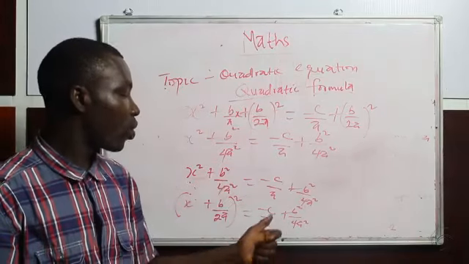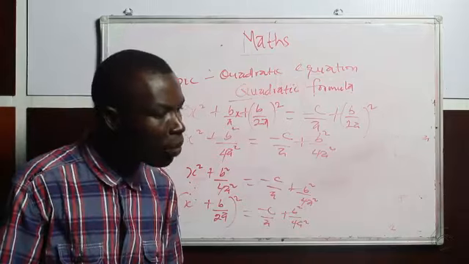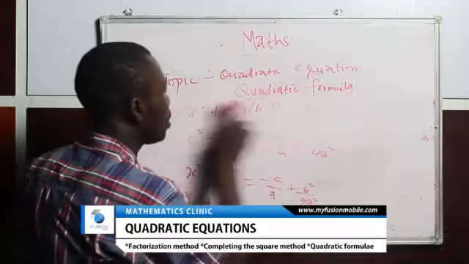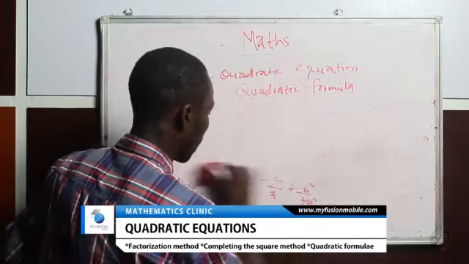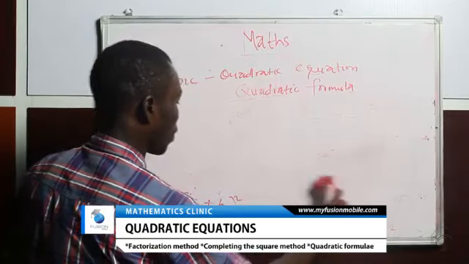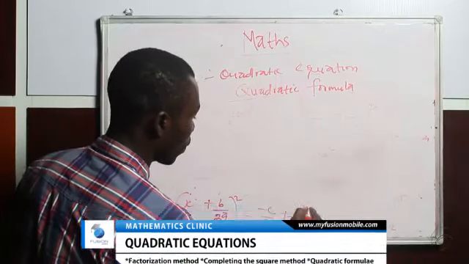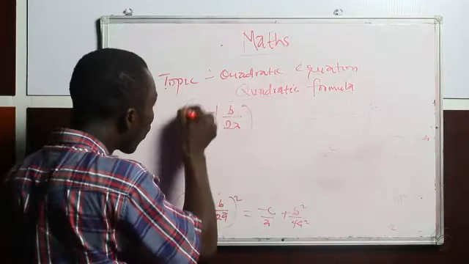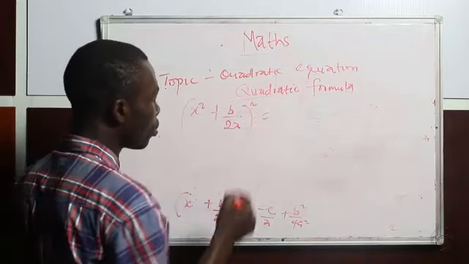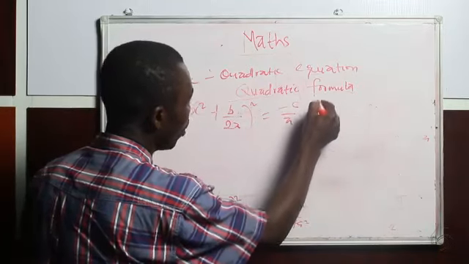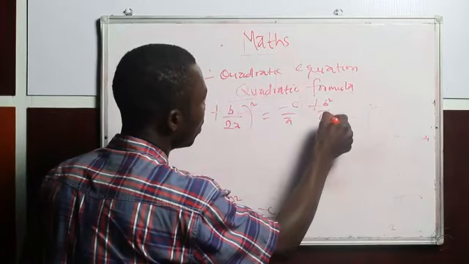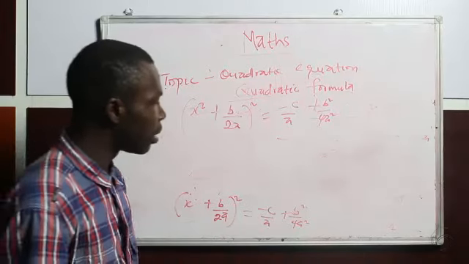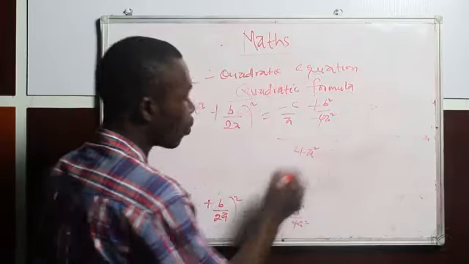Find the LCM of a and 4a squared. By the time we find the LCM of a and 4a squared, we result into this equation: it is x plus b over 2a all squared equal to minus c over a plus b squared over 4a squared. The LCM of 4a squared and a will result into 4a squared.